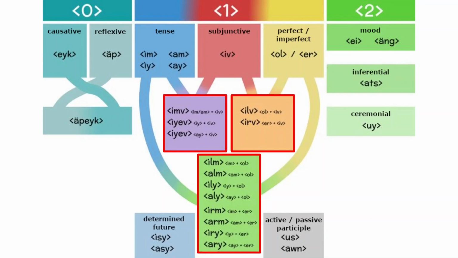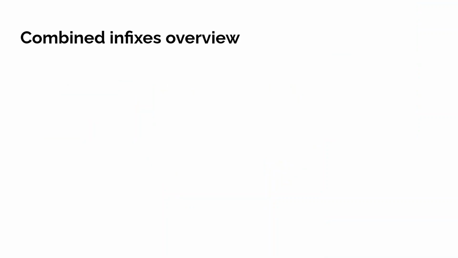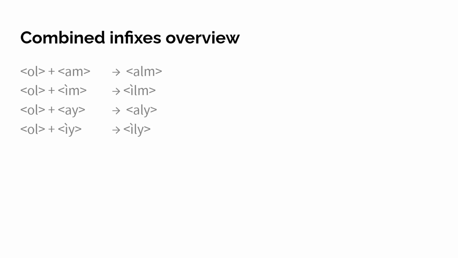I know there's a lot to take in, but let's look next at the combined infixes. You see them in the middle, and they're exactly what the name says. They're just combinations of the infixes you learned before. So if you understood how the other infixes work, especially of course the tense, subjunctive and perfect imperfect, then you will not have any problems with the combined infixes. Let's look at the overview.